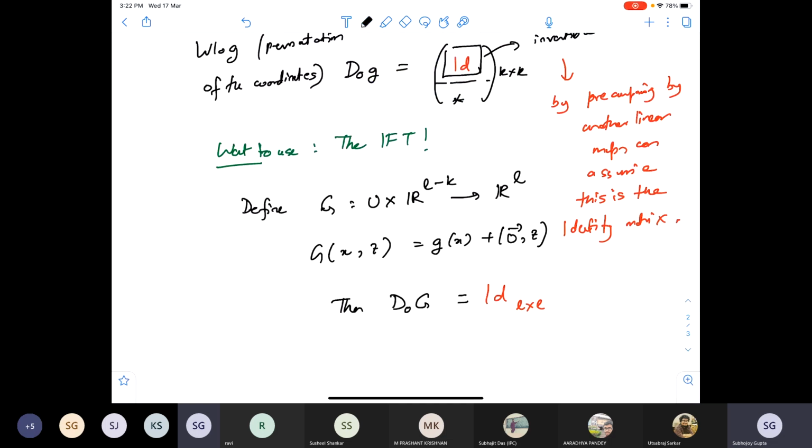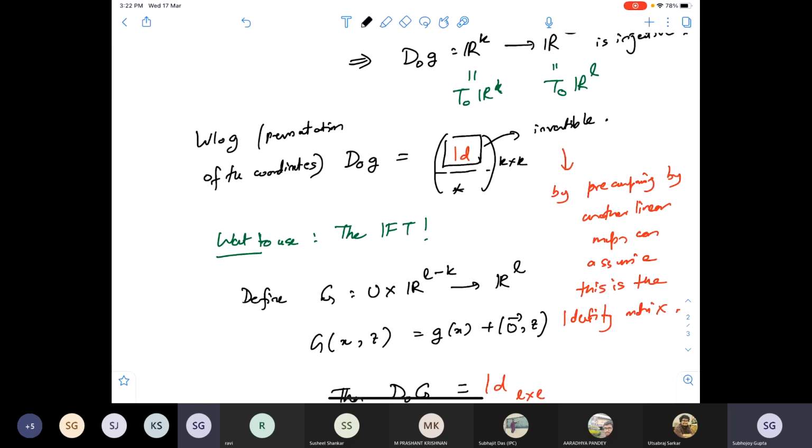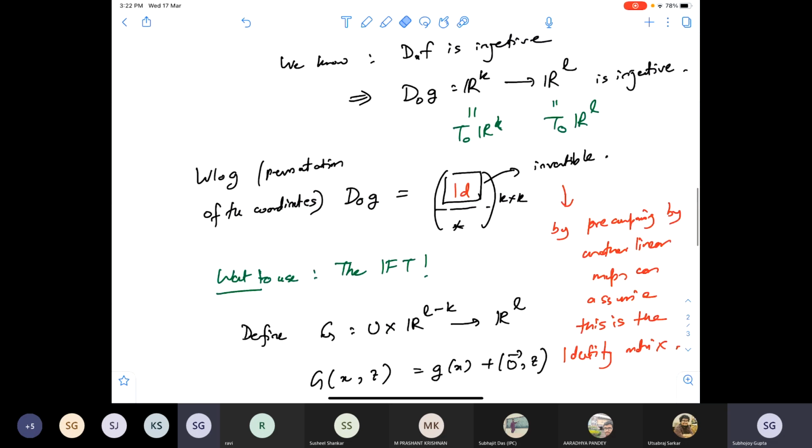Actually, I think by precomposing with a linear map, maybe it's best to use that fact. You can assume that this is the identity map and this is 0. So this is the 0 matrix. Let me assume that you can do that.